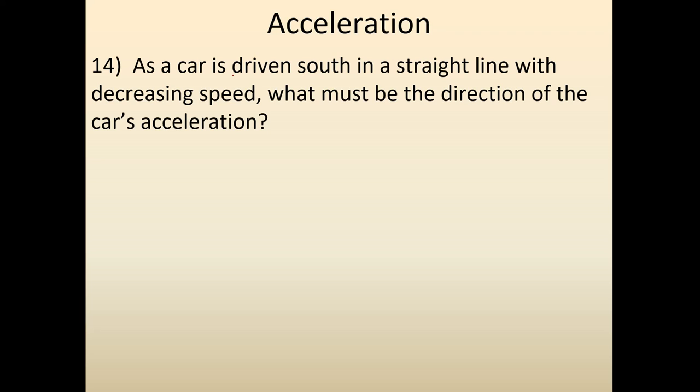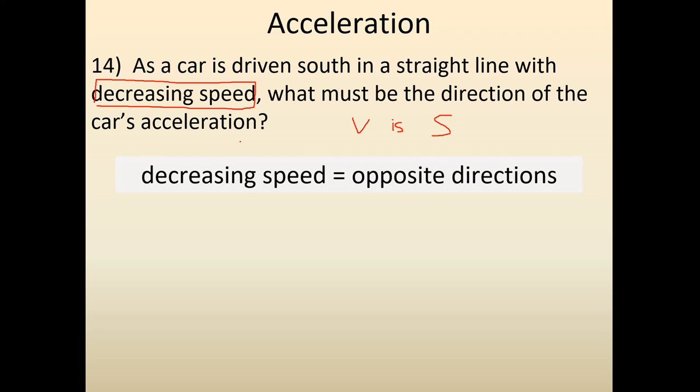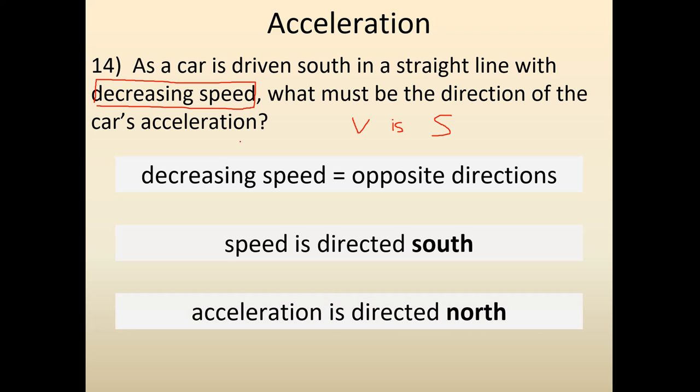All right, so as we read this, the car is being driven south, so the velocity is south, and it says it's decreasing in speed. And they want to know the direction of the car's acceleration. So because it's decreasing in speed, we know that they have to be pointed in opposite directions. So the velocity is south, the acceleration has to be opposite south, which is north. And there we go. That's pretty much all this says. Again, remember, these are supposed to be multiple choice questions. I just rewrote it so that they were more free response.